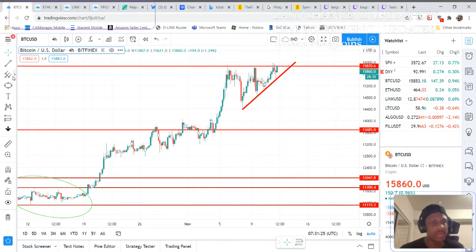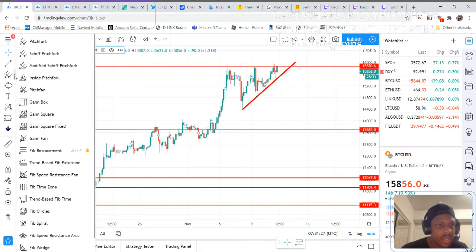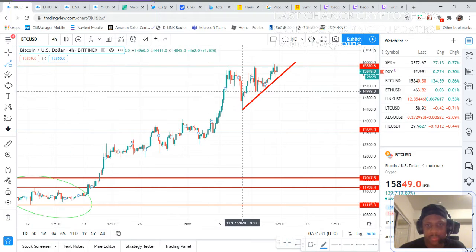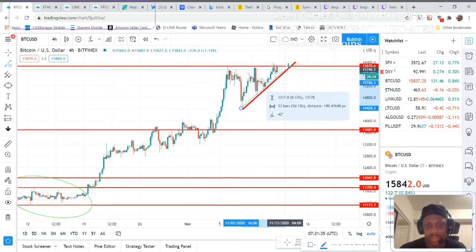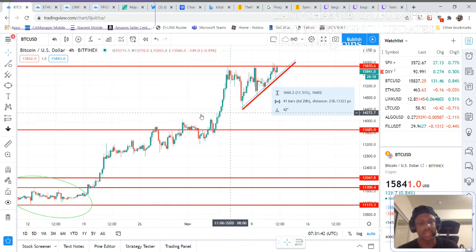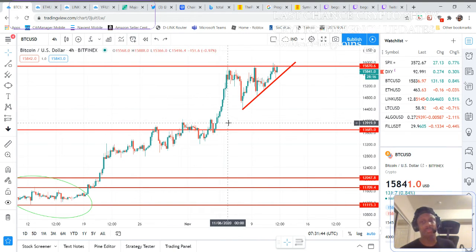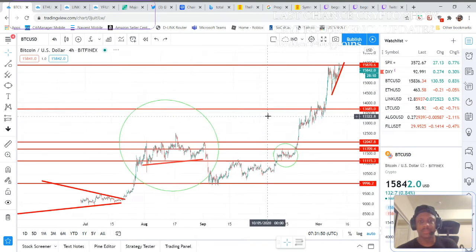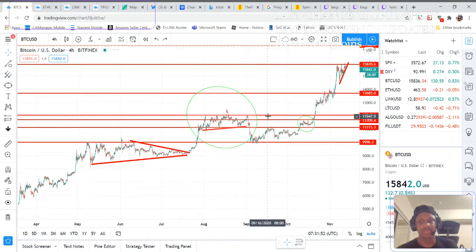You can measure the angles if you want to. I just learned how to do that. You can measure the angles and you can get all scientific, mathematical with it if you want. It's not perfect. That's interesting. 42 degrees. You can get all technical with it. But overall, we're in a parabola. Parabolic move.